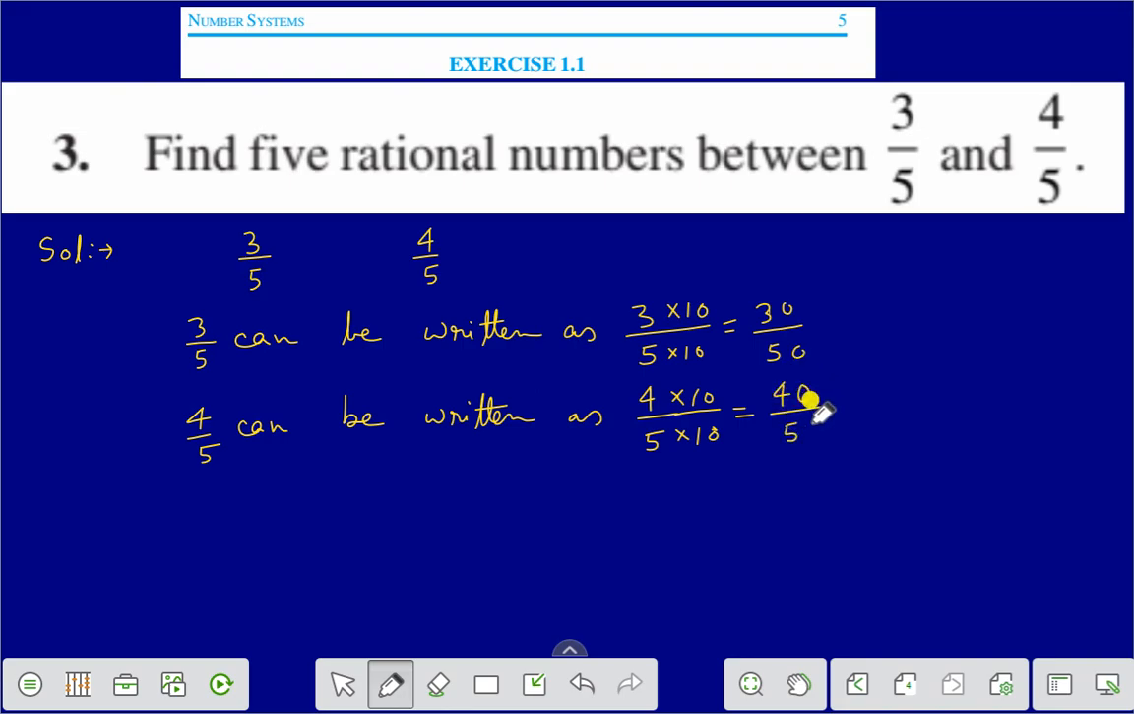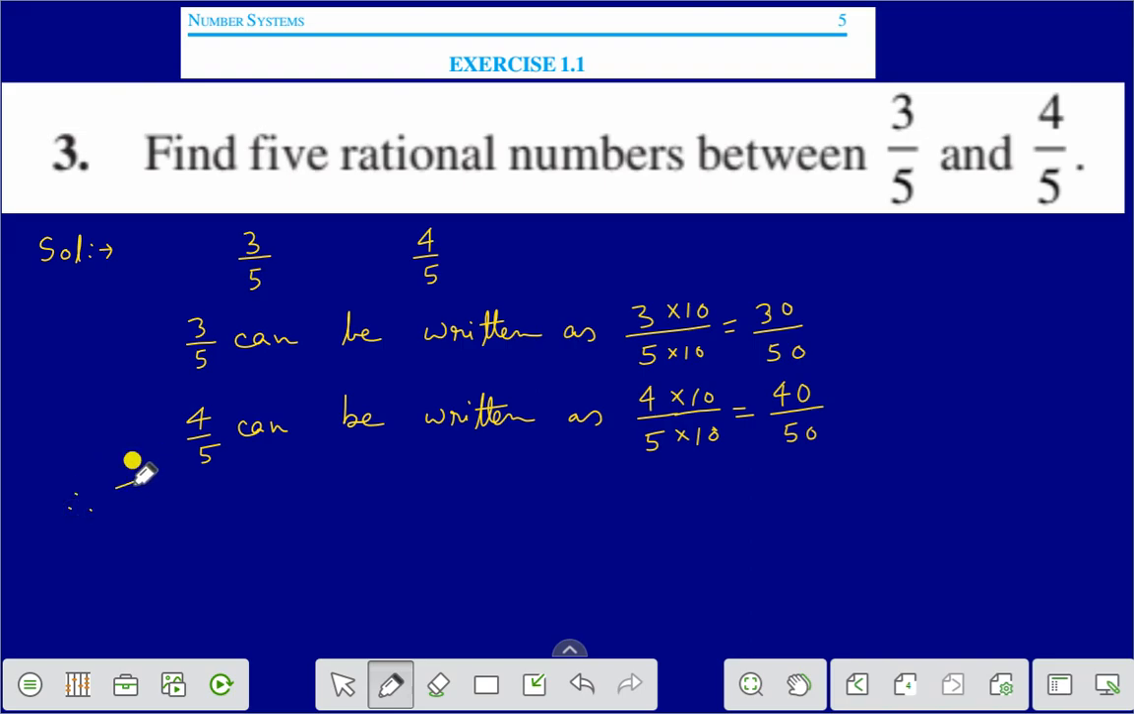Now here you see that 3 by 5 is equivalent to 30 by 50 and 4 by 5 is the equivalent fraction of 40 by 50. Then both are the same, right? Now we can find 5 rational numbers between 30 by 50 and 40 by 50.